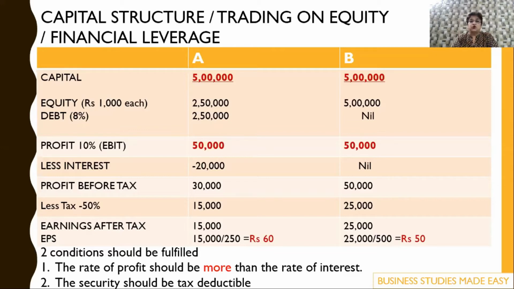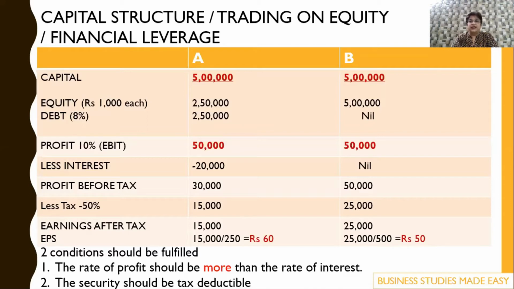This happened because two conditions need to be fulfilled before any company can trade on equity. Two conditions were not fulfilled by B. Now, what are those two conditions? First, the rate of profit should be more than the rate of interest. Now, what is the rate of profit in this case? 10%. And what is the rate of interest? 8%. So what the company did was they earned 10%, but to half of the owners, that is the debt capital, they gave only 8%. So 2% they saved. That also went to the equity shareholders.